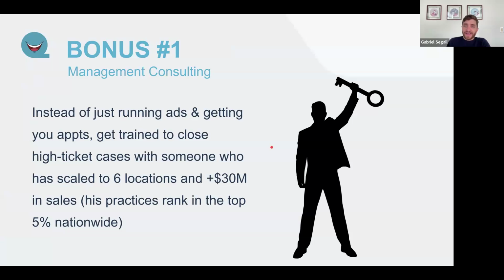Now, a couple of things that we want to add as a bonus. We talked about the biggest bottlenecks, right? First of all, not getting enough leads, getting bad leads. When you have the right marketing system in place and the right appointment setters, all that, we fix that. But now we go into the second stage, which is conversion. So instead of just running ads and getting new appointments, we're also going to get you coached on how to close high ticket cases with someone who has already scaled to multiple locations, at this point it's 6, and has done over $30 million in sales. And you're going to get this all for free.